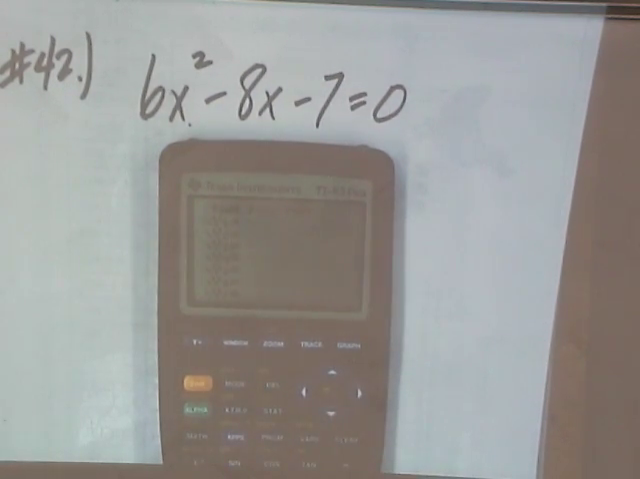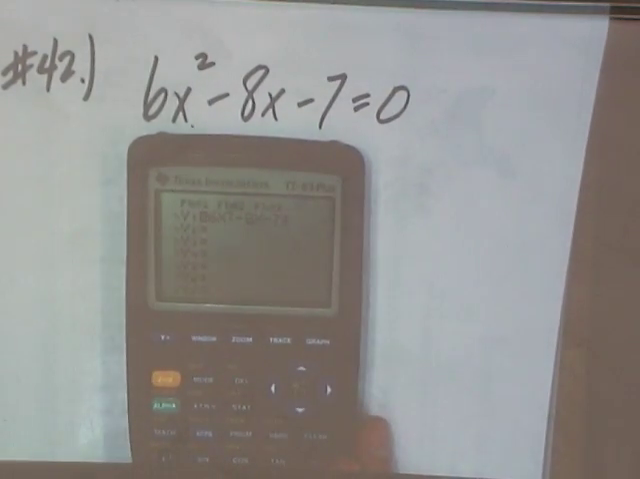So go to y equals, plug in 6x squared. Whoops. 6x squared. Okay. Minus 8x minus 7. And then what do we got to do? What else do I need to do? Where would the answer be on the graph? Where it crosses the x-axis, right? Where it intersects with the x-axis, right?